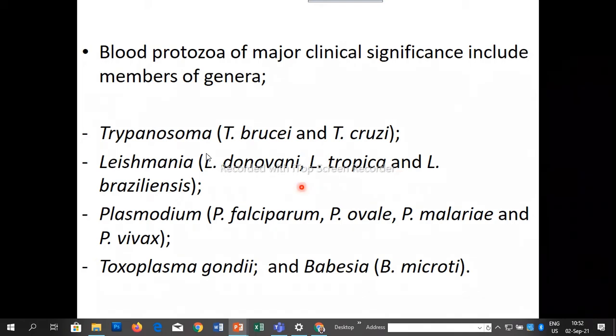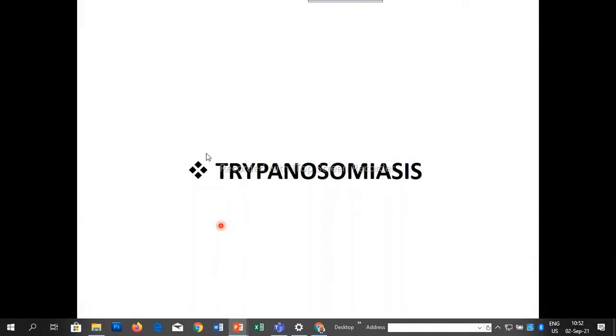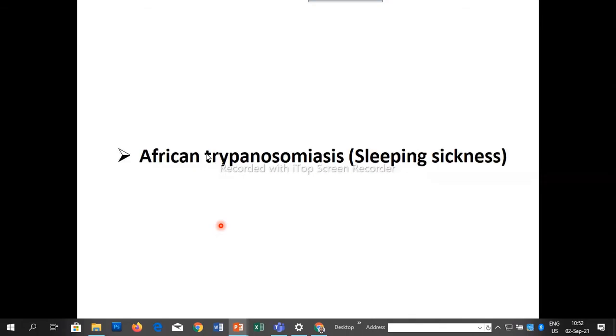So, trypanosomiasis is divided into two. One is African trypanosomiasis, which is known as sleeping sickness. Sleeping sickness because once you are infected with this parasite, you can have this kind of behavior of sleeping wherever you are.